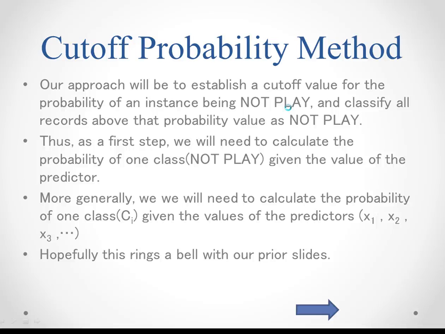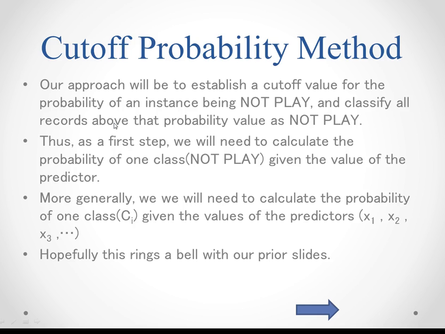Okay? So, we don't want to make a method where we're stuck with just 50-50. Right? Why not give ourselves flexibility? So why not extend the method a little bit further? Okay? So our approach will be to establish a cutoff value for the probability of an instance being not play and classifying all records above that. So as soon as somebody's probability is greater than 0.05, then I'll assign them to cancer.